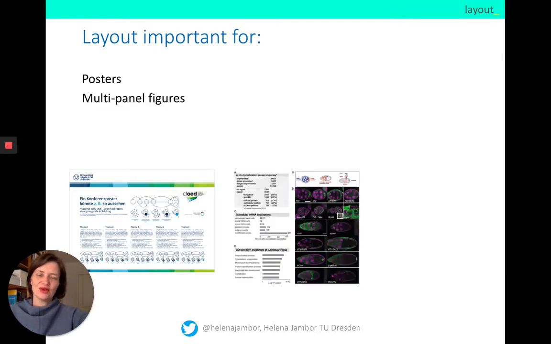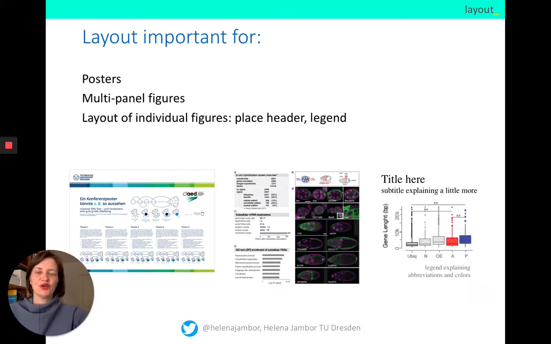Layout is, however, also important for multi-panel figures. So if we compose a figure with part A, part B, part C, all the way to E or whatever, it also is important that we make sure the layout is concise and readable. And then there is the layout of individual figures, where we need to be attentive to where we place the header, which we already discussed in the unit about text, and where we place the legend. As a reminder, the title is most easily accessible when we place it in the upper leftmost corner, while things like the legend can happily linger around in the lower right corner.